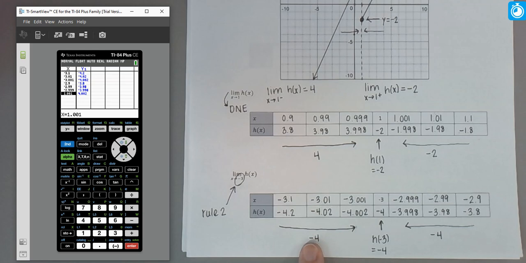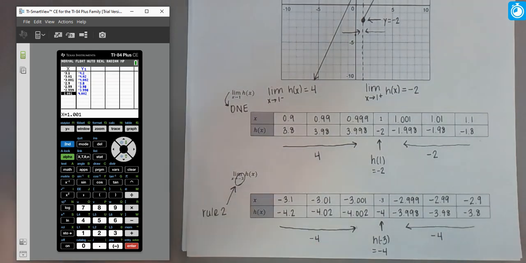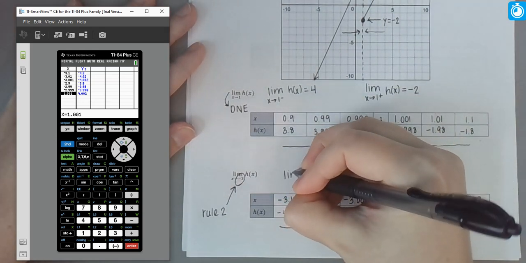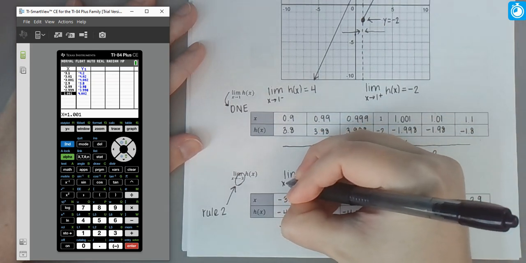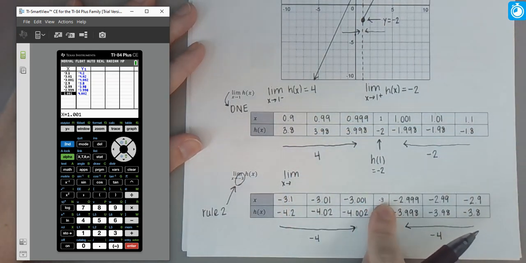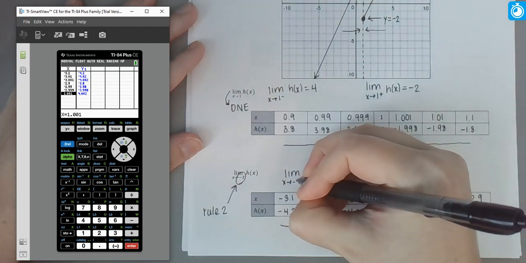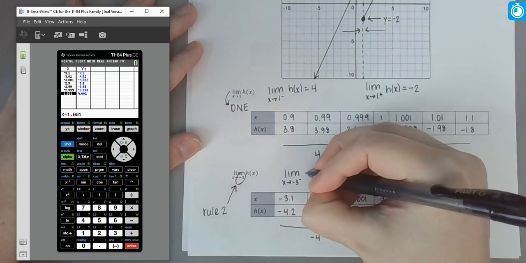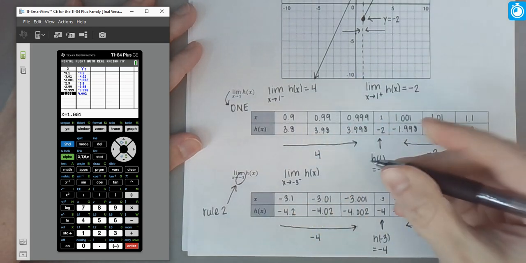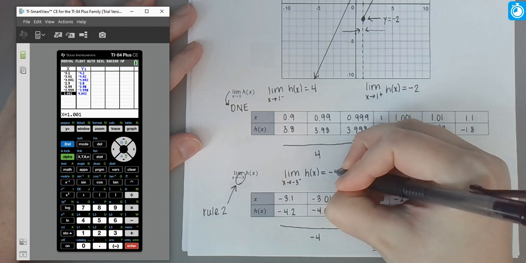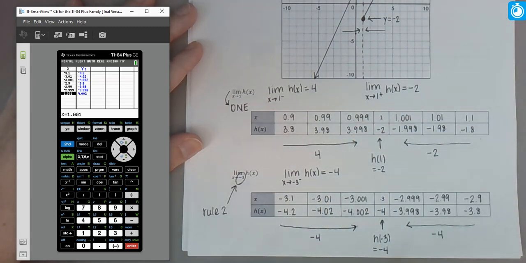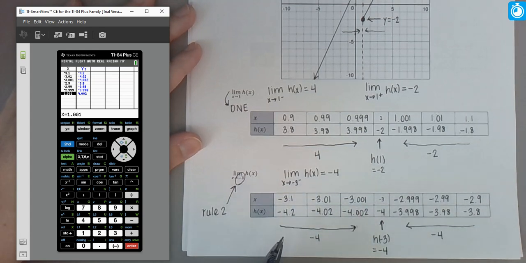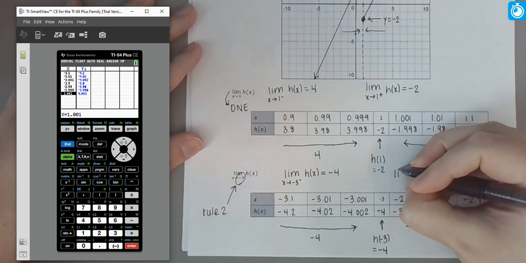So if we look at our left-hand limit and our right-hand limit, what we can say here, using our notation, is that the limit as x approaches negative 3, that's the x value we're approaching, the limit as x approaches negative 3 from the negative side for this function, h of x, that limit has a value of negative 4. So we're approaching negative 4, the function values are approaching negative 4 as our input values approach negative 3 from the left-hand side. What about the other side?